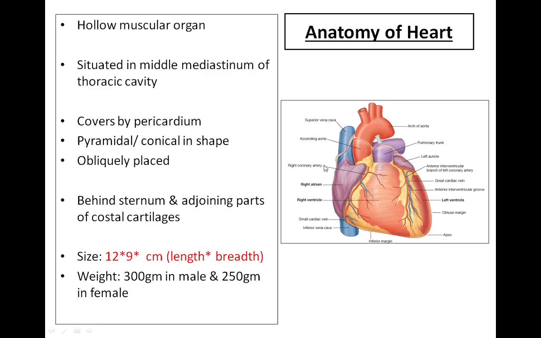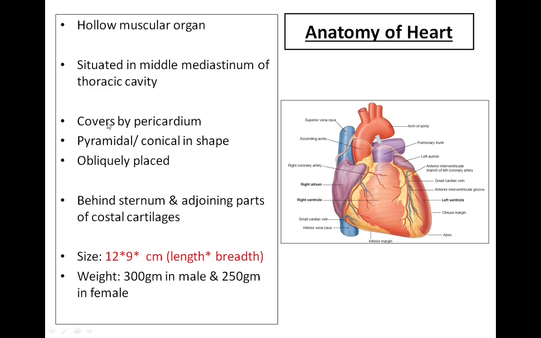Now the shape of the heart. You just see the shape of the heart. It is pyramidal or conical, just like a cone, and it is placed obliquely in the mediastinum. It is not vertical and not horizontal. It is placed obliquely. So this is the apex. The apex is pointing towards the left side and downwards.